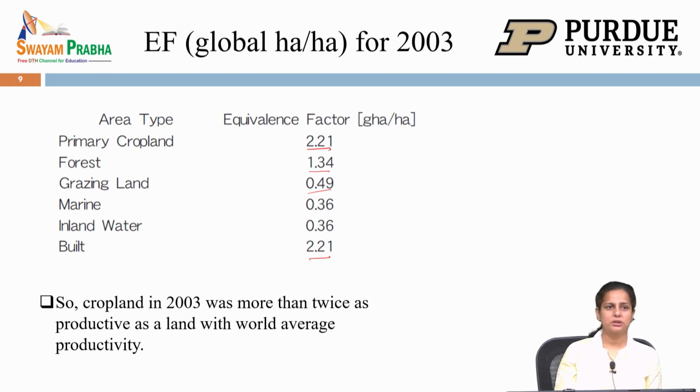Built land has a high productivity factor because it is considered a very high productive unit for human consumption. So, in this case you can see that cropland in 2003 was more than twice as productive as a land with world average productivity. Similarly, you can say that forest was about 1.5 times more productive, and the productivity is measured in terms of unit product that is of value to human beings.